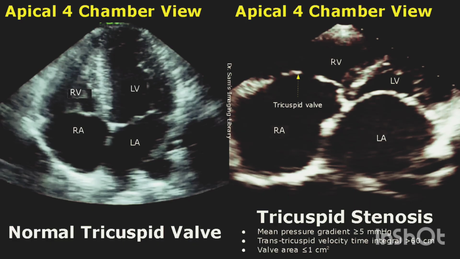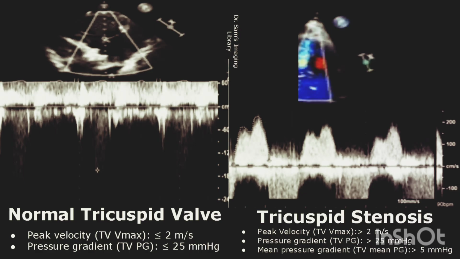Here is a case of tricuspid stenosis with its spectral Doppler waveform. The peak velocity can exceed 2 meters per second, and there are other features such as spectral broadening.